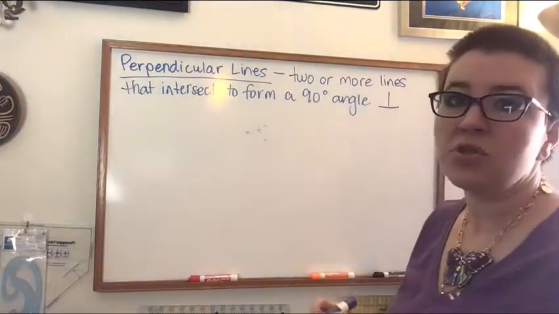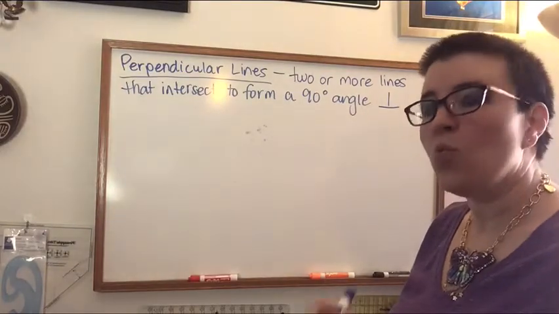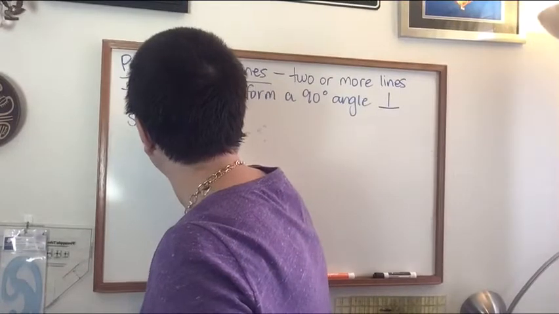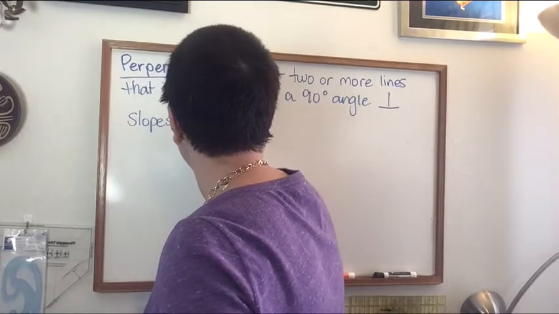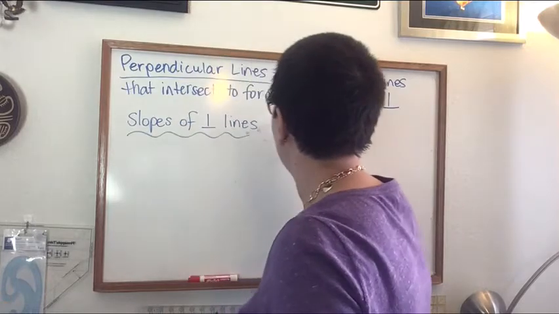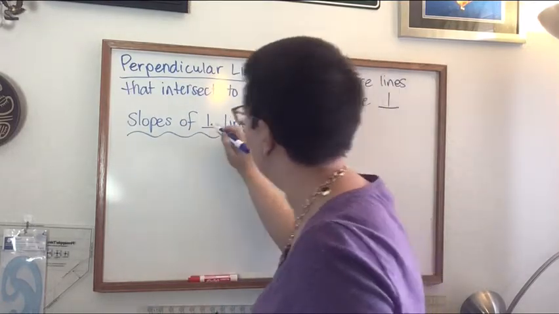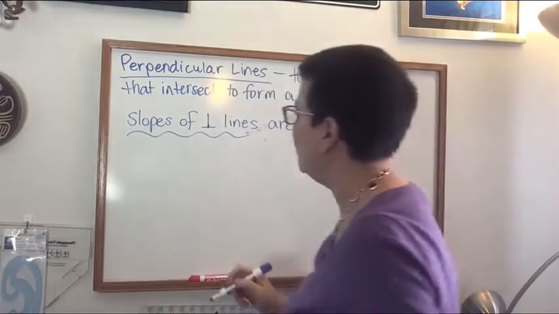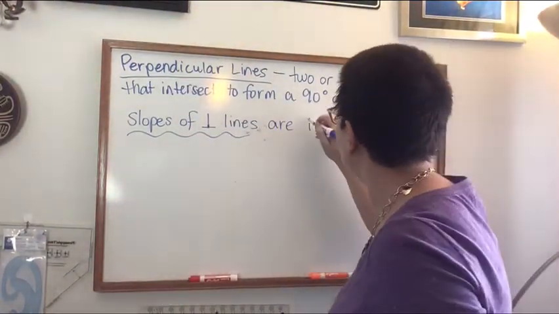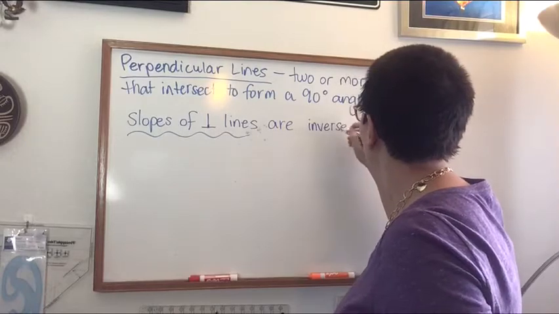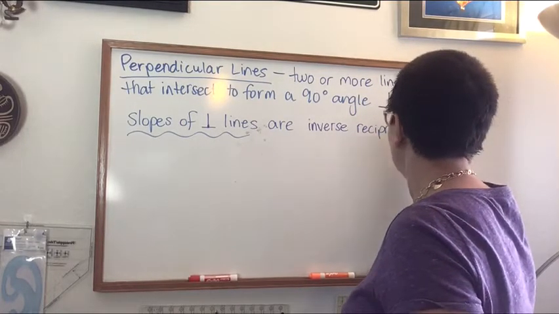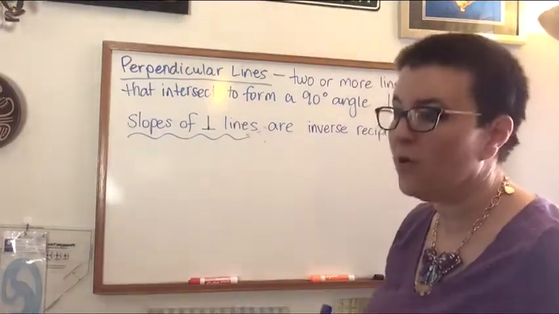We use that symbol to show perpendicular, and we need to know about their slopes. And this is a little weird. So, the slopes of perpendicular lines... Is that a one and a line? This? No, that's the symbol for perpendicular. Slopes of perpendicular lines are... they're called inverse reciprocals. Reciprocal? Yeah, so Daniel's like, what in the world is an inverse reciprocal, right?